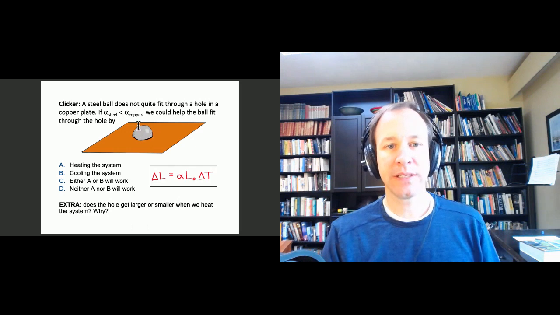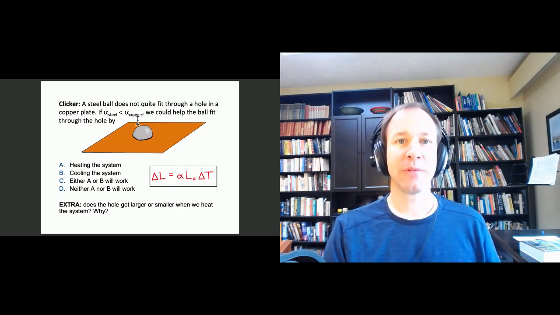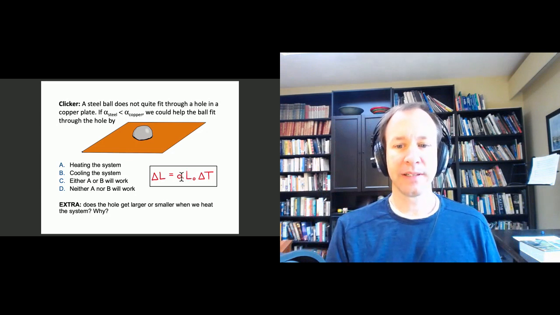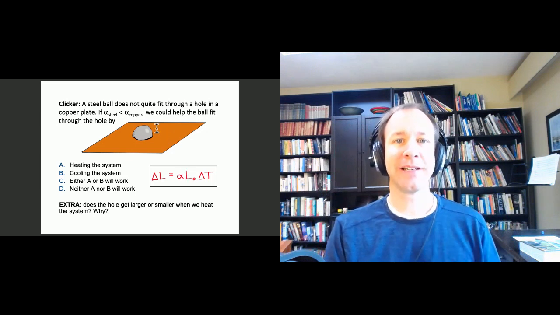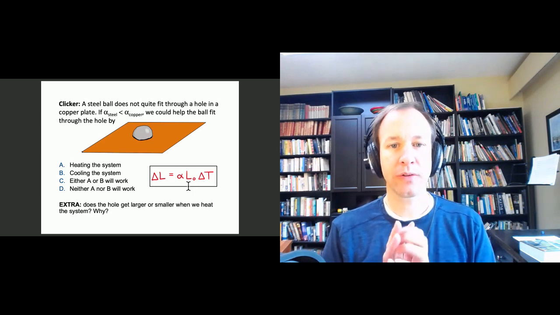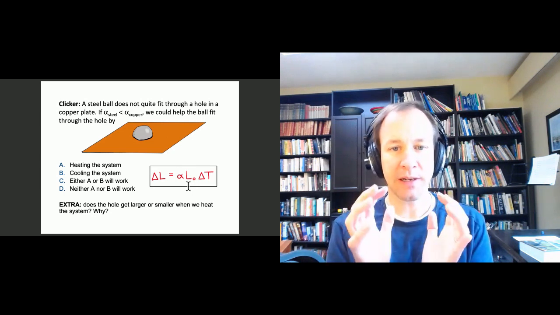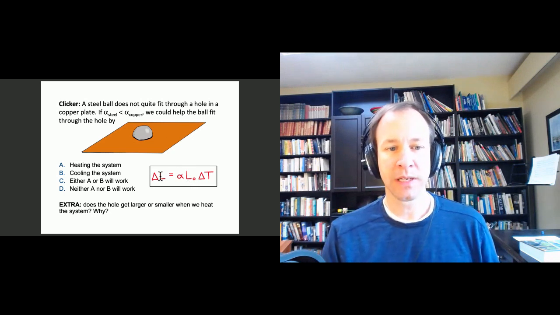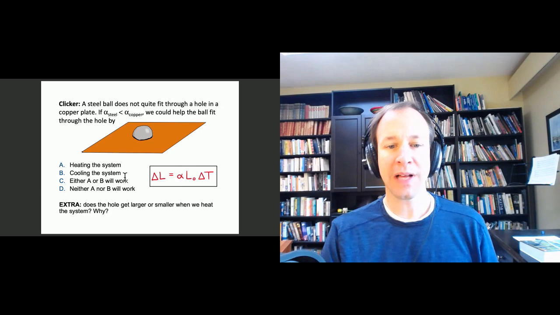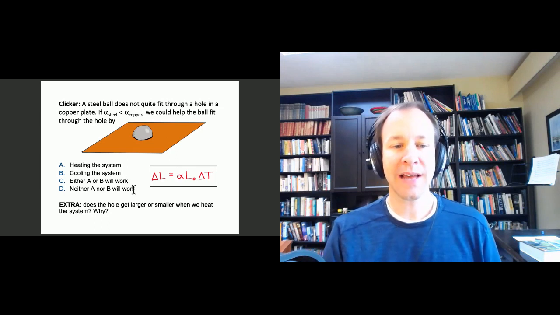And what we notice if we look up in the table of expansion coefficients is that the alpha for copper that appears in this equation is different than the alpha for steel. It's actually bigger than the alpha for steel. And so what we want to know is, is there some situation where this steel ball will actually fit through the hole? Will it fall through the hole if we heat the system, if we cool the system? Will either of those things work or neither of them?